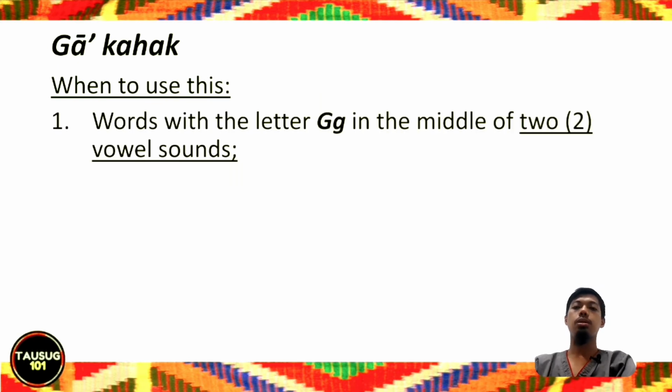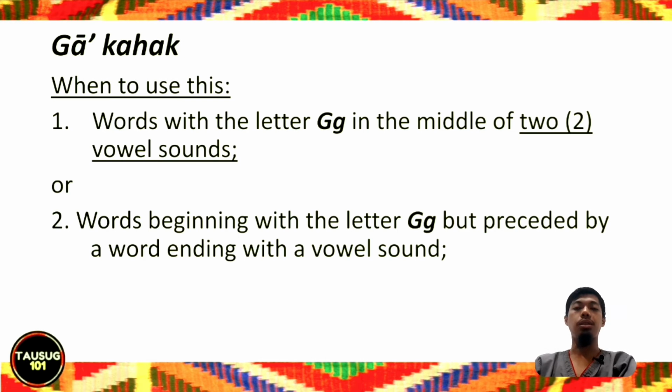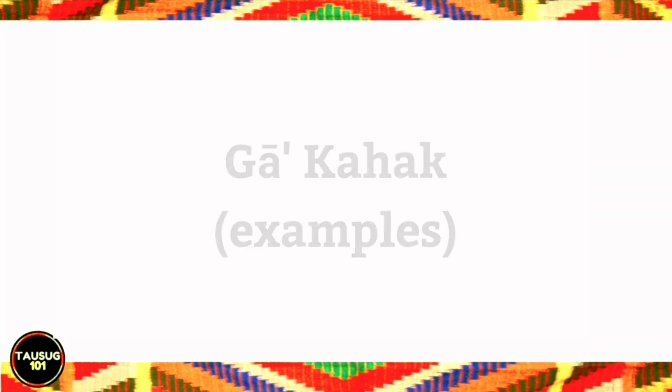So when do we use Gā Kahak? It's the same with the Bā Mahangin. We use Gā Kahak with words when the letter Ga is in the middle of two vowel sounds, or with words beginning with the letter Ga but preceded by another word ending with a vowel sound, in which the Ga now is in between two vowel sounds. So whenever the Ga or the letter Ba are in between two vowel sounds, they now assume the softer sound, which is the Bā Mahangin or the Gā Kahak.